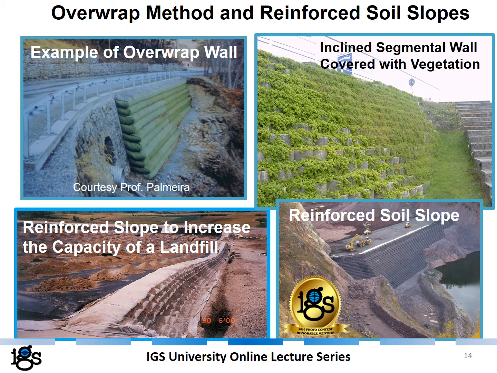In some cases, we don't use any rigid facing elements, like we see in this picture. What we do is to use the geosynthetic itself as a facing element. We achieve this by wrapping the geosynthetic reinforcement, so the geosynthetic reinforcement also constitutes the facing. The facing can be perfectly vertical or inclined as seen in this picture. And these types of walls are called overwrap walls.